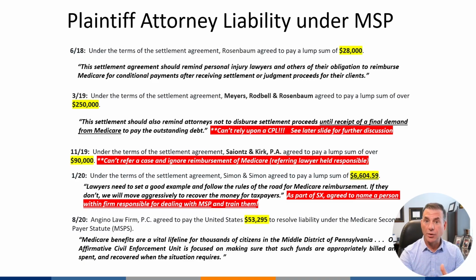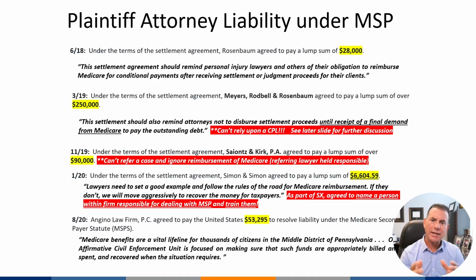Another one of these settlements involved a case where one attorney referred the case to another attorney. The attorney who received the case didn't resolve the Medicare conditional payment. Medicare chose to go after the attorney who referred the case out, saying that it doesn't matter whether you are the referring attorney or the handling attorney, you have liability and responsibility.